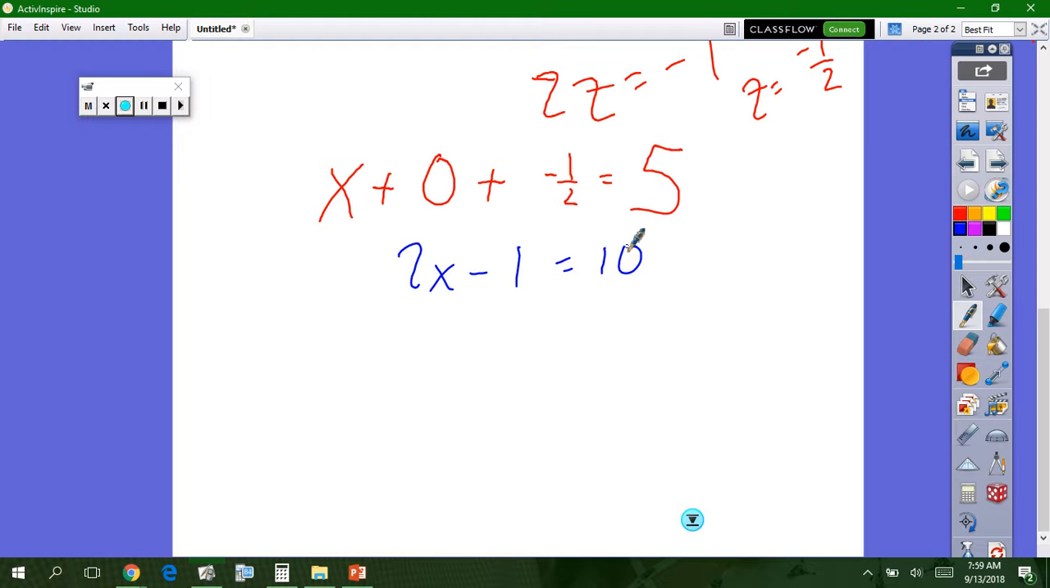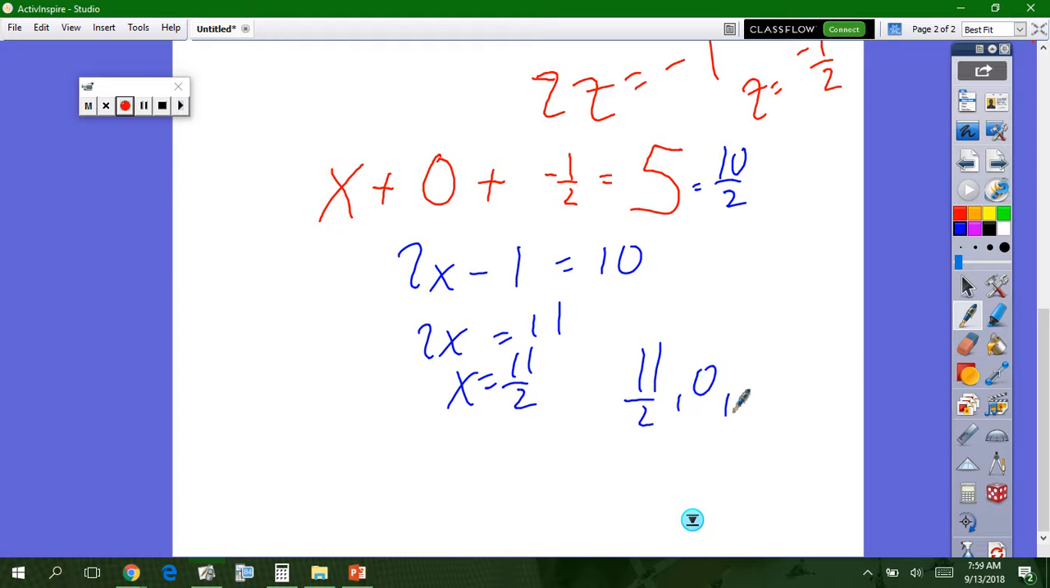I'll show you how that works, and I'll show you both ways that we can get the same answer. 2x equals 11. X is 11 halves. Or, what is 5 in terms of halves? Isn't that 10 halves? Correct? Any common denominator? So if I add the half to 10 halves, what do I get? 11 halves. Still got the same results. What do I have? 11 halves, comma 0, comma negative a half.